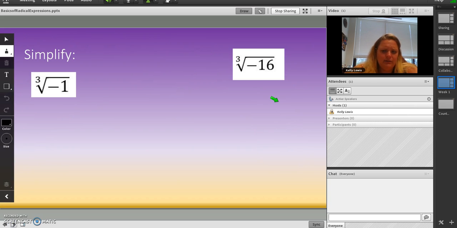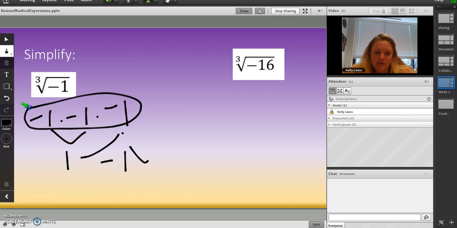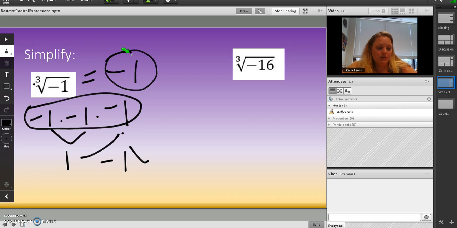All right, cubed root of -1. Well, let's think. Let's try -1 times -1 times -1. Well, -1 times -1 is 1, and 1 times -1 is -1, so it works. So we have one group of 3 of -1. So the cubed root of -1 is -1. If you want to check it, you can check it on your calculator. I'm not showing you what buttons to push because I want you to be able to do this by hand.